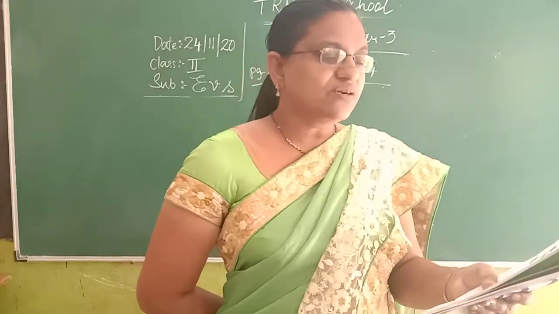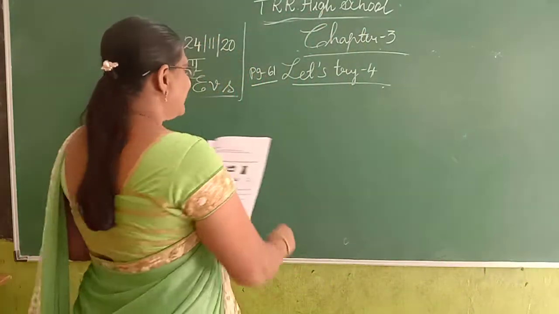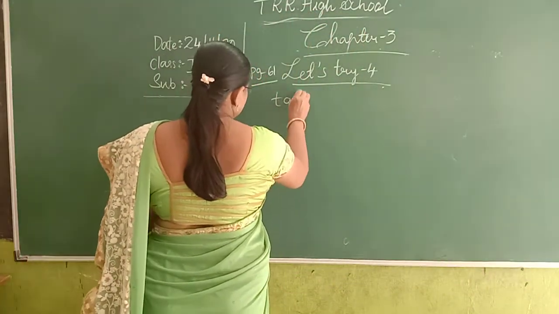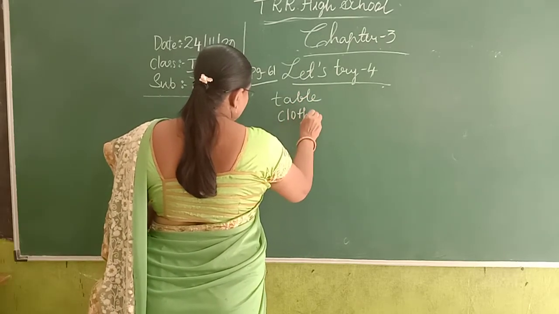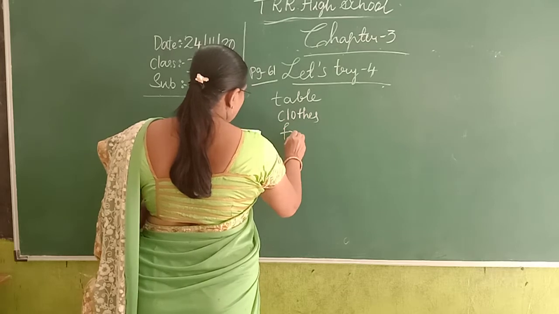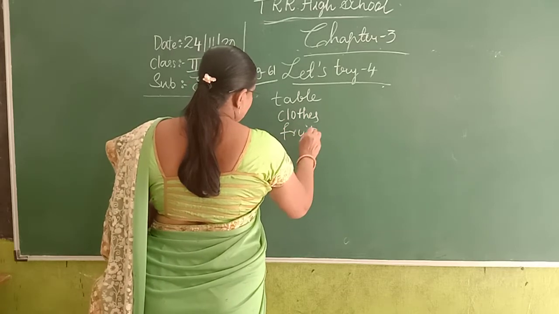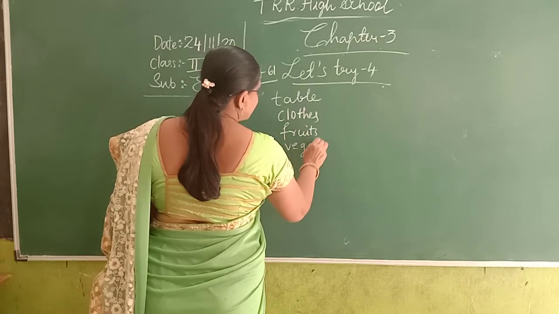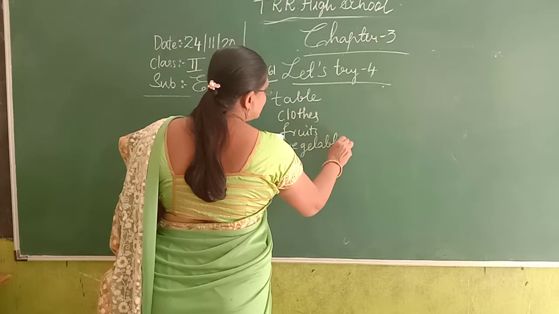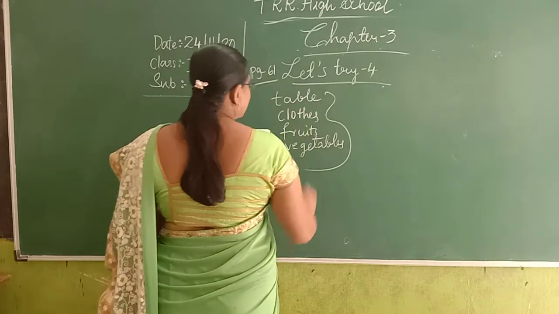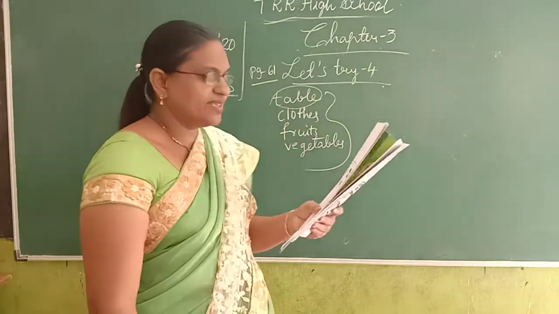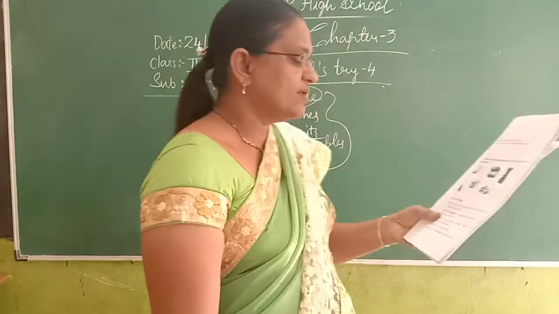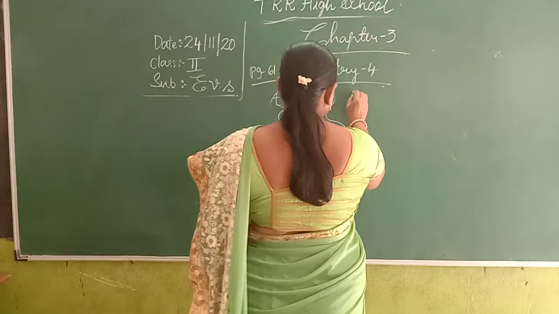Okay, understood? So what must you circle? Table, then clothes, then fruits, vegetables. You should circle these. Circle means like this. Understood? Okay, then we move on to food from plants.